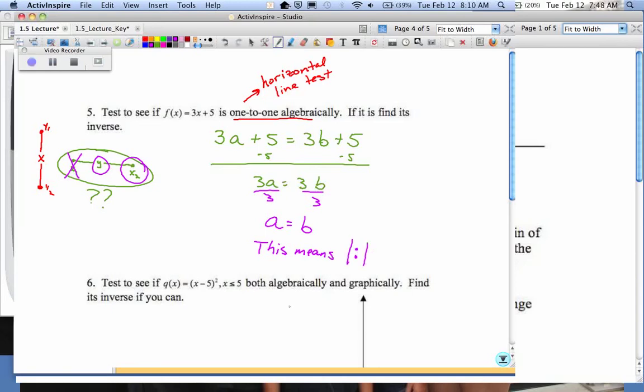It means one-to-one. When we thought we were putting in two different inputs to get the same output, the only way it can happen is if A and B are the same. So that tells us the function can only produce one output for every input. What would it look like if it was not one-to-one?